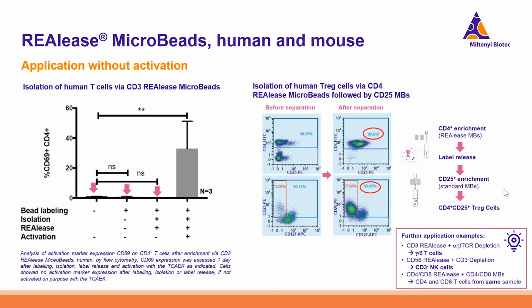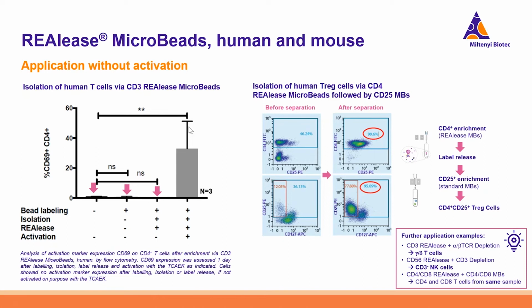As you can see in the example here of isolated human CD3 positive T cells on the left side, activation marker CD69 is not upregulated amongst pre-gated CD4 positive T cells, neither after CD3 labeling, nor after isolation, nor after label release. However, when activating cells on purpose, CD69 is nicely upregulated and shows the biological function of the T cells. Please note that pre-gating on CD8 positive T cells showed exactly the same results.